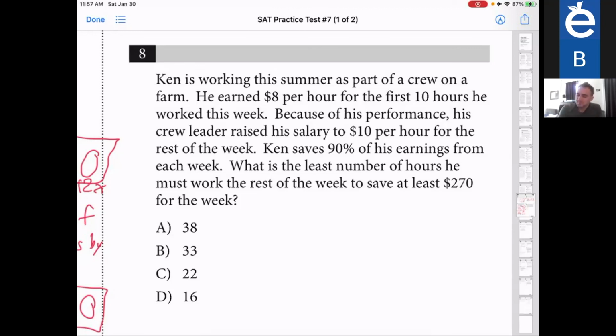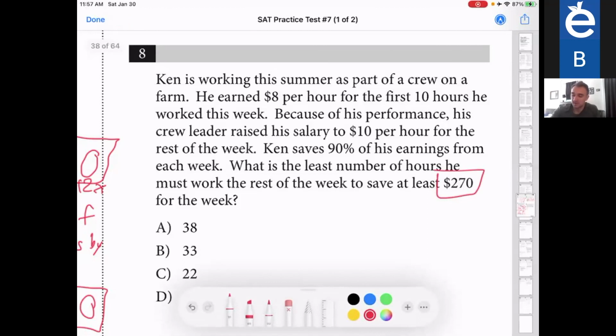Okay, so he's being paid 2 different rates, right? He's being paid $8 per hour for the first 10 hours, and then his hourly rate goes up to $10 per hour. So clearly, to get to $270 for the week, he needs to be working more than 10 hours. So he's going to exceed this $10 per hour wage, right?